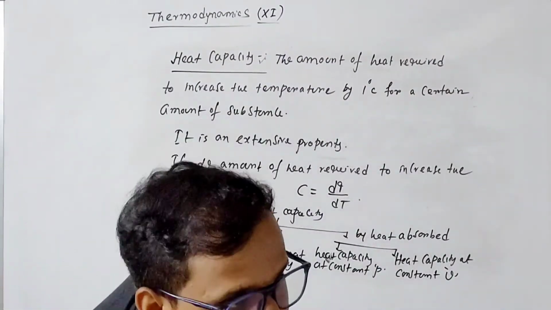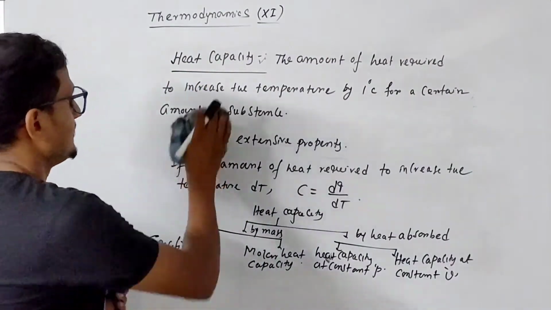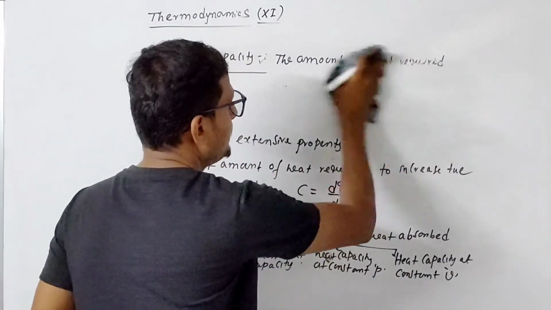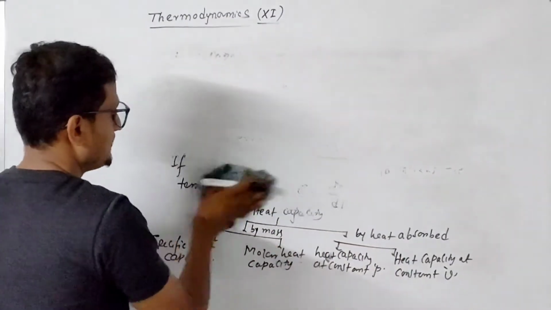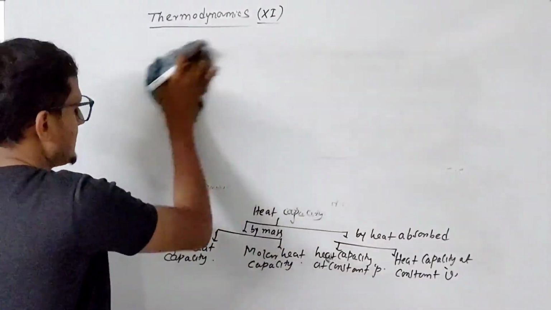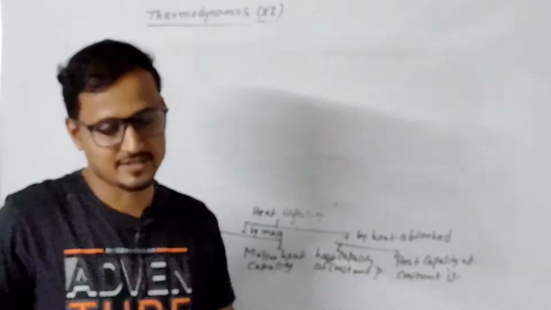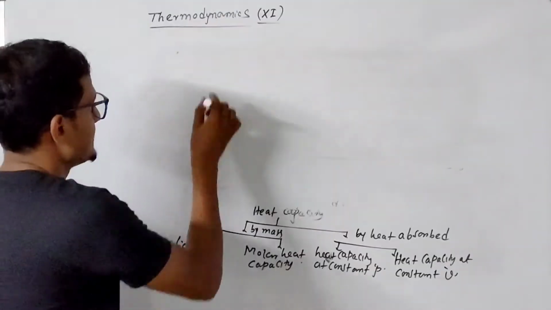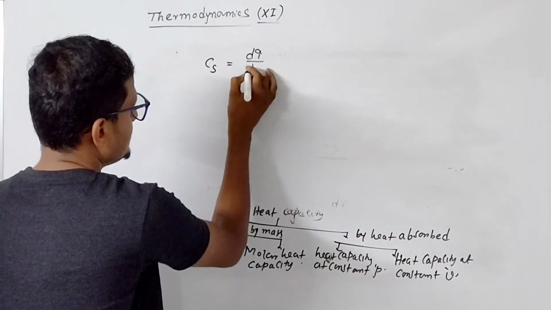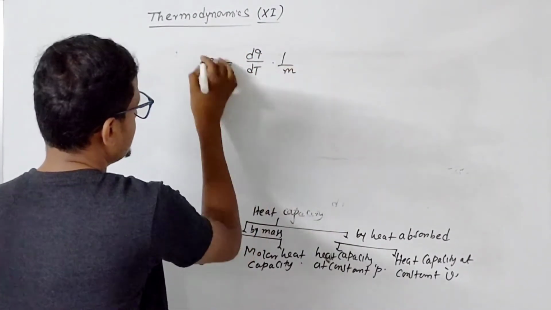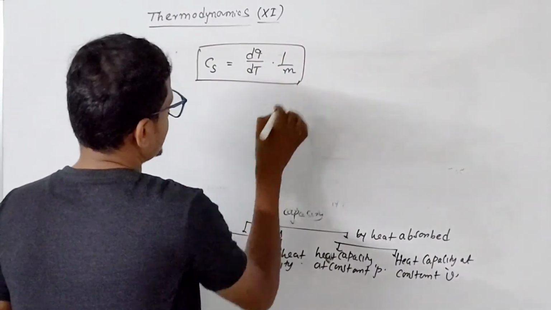Now if the amount of substance, the mass of a substance, is 1 unit, that means 1 gram, then the heat capacity is the specific heat capacity, and it is denoted by Cs. Specific heat capacity is Cs, and it is defined by dq by dt into 1 by m. It is the specific heat capacity.